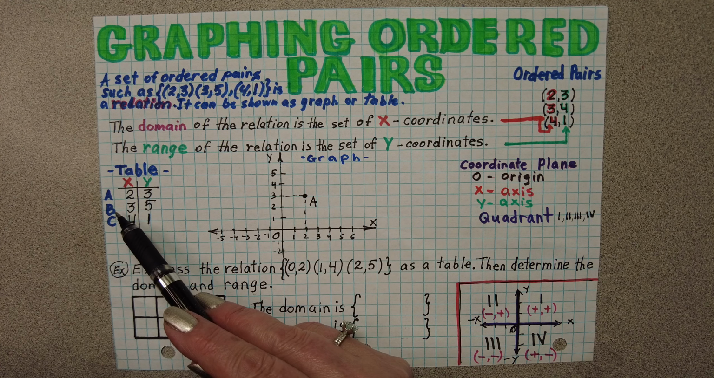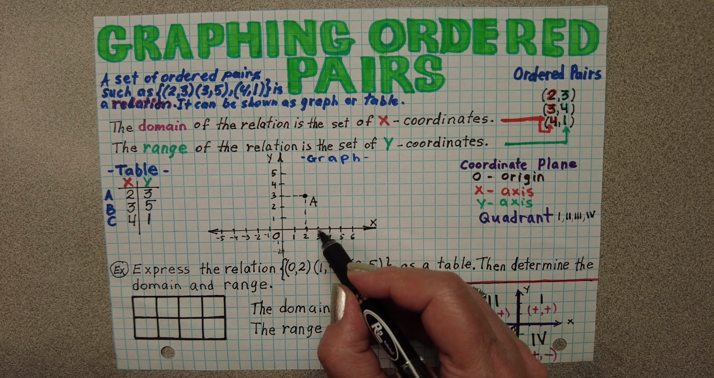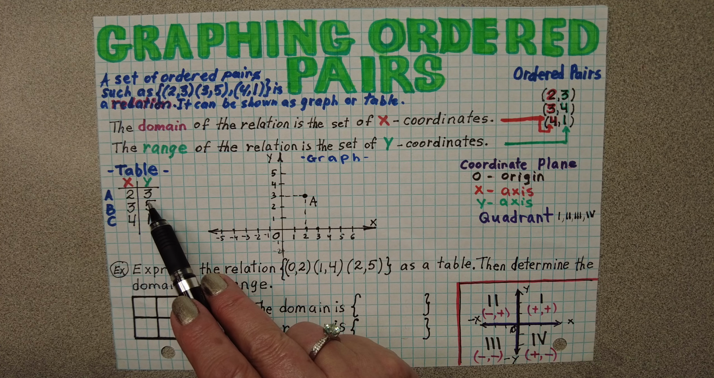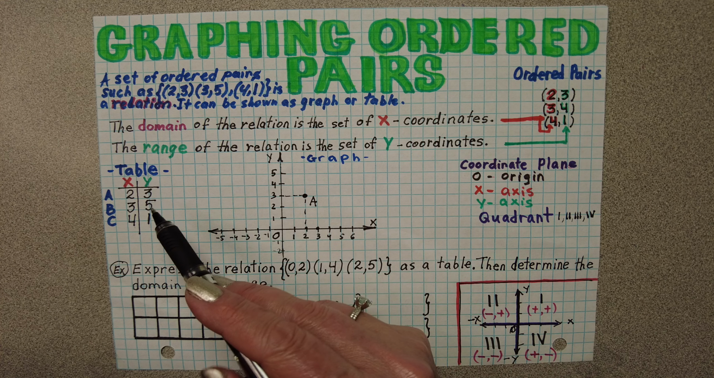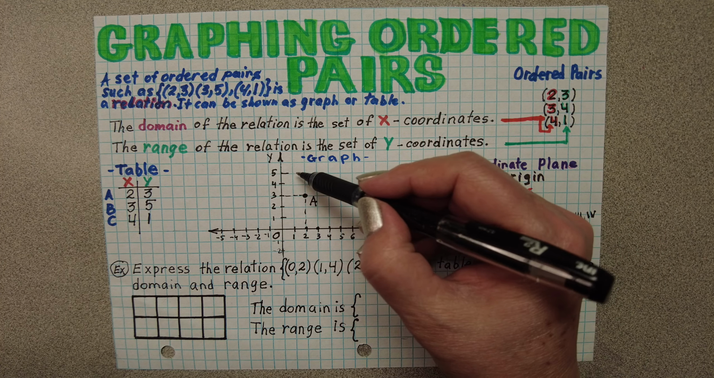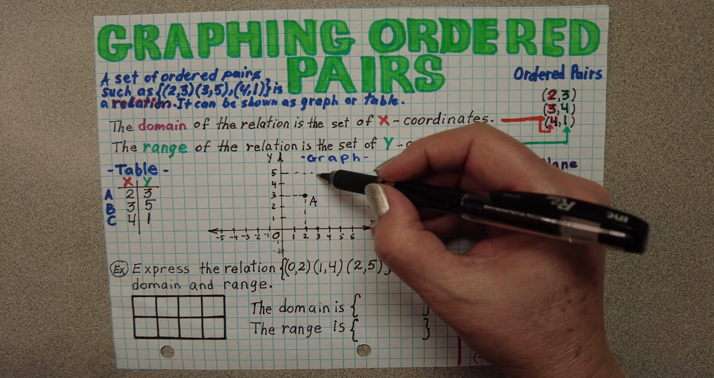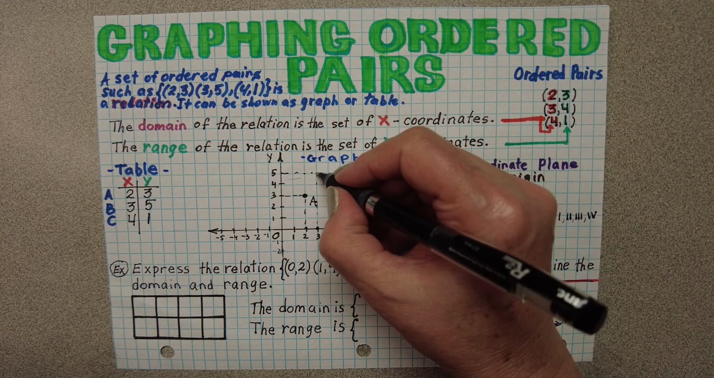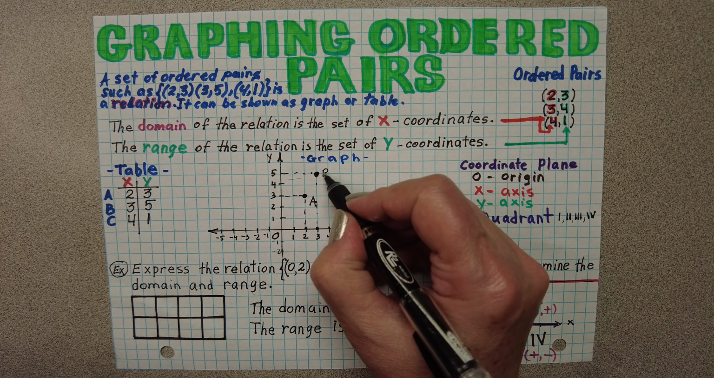Let's find point B. X is 3. This is x 3. And y, our range, is 5. Our domain was 3. Our range will be 5. This is 5 for y. Let's come and see where they meet. Right here. This is 3 and 5 on the coordinate plane. So this is our point B.